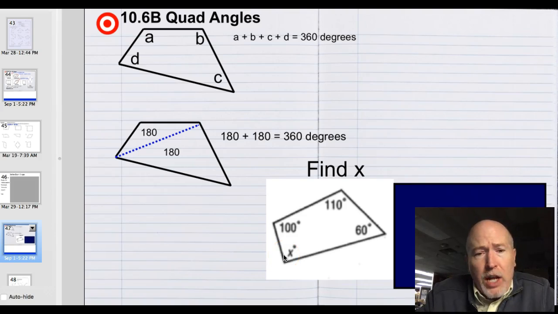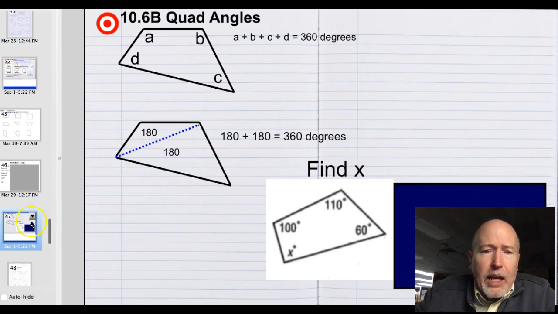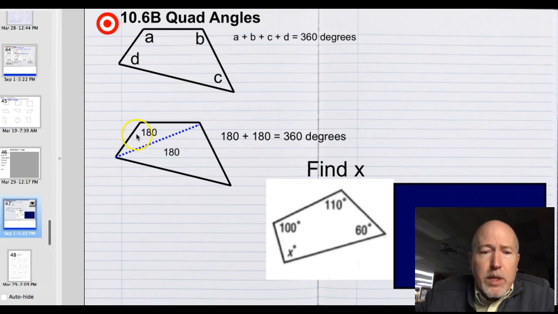Not sure why there's 360 degrees in a quadrilateral? Take any one vertex and you can make 2 triangles out of it. Start here, connect this one here, there's a triangle here, and there's a triangle here. Each triangle has 180 degrees. That's why we can prove that a quadrilateral has 360 degrees, because 180 plus 180, the sum of 2 triangles, is 360 degrees.